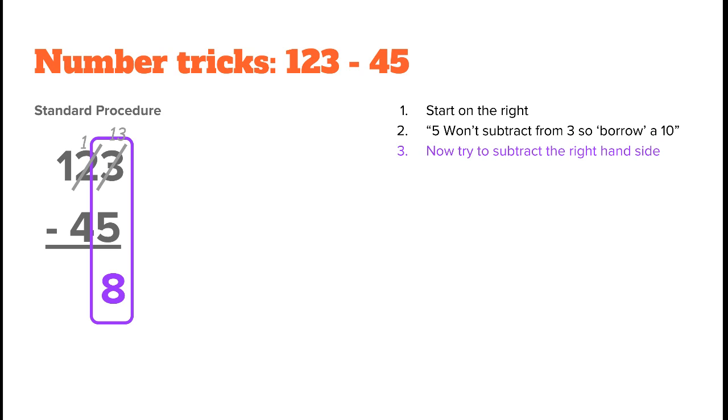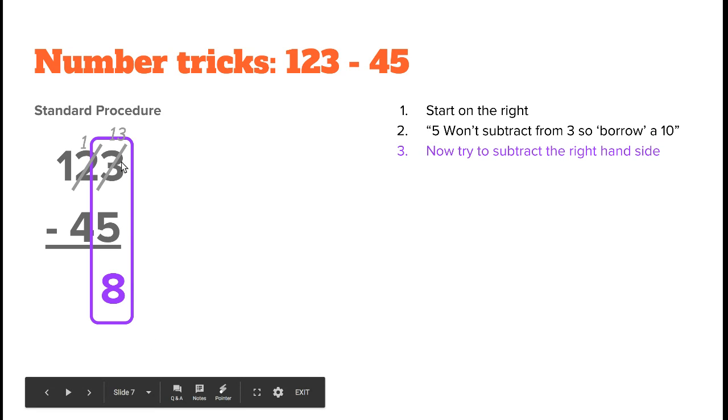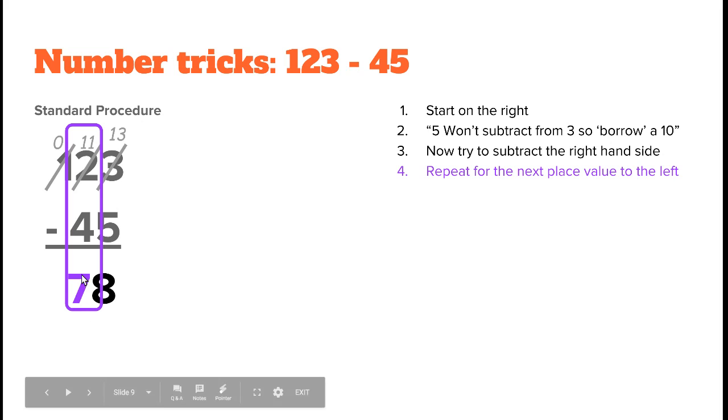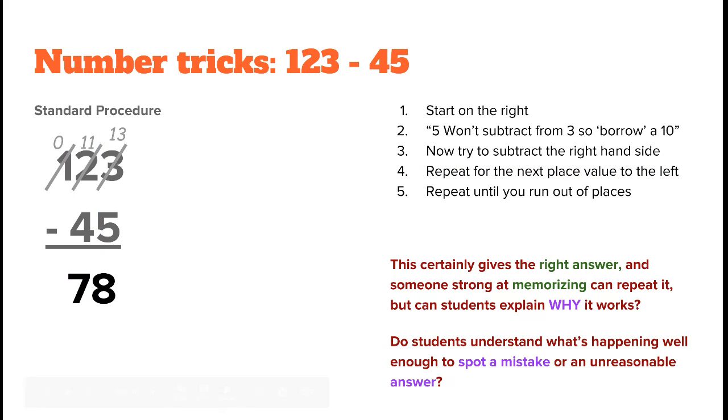Now I'm going to subtract the digits on the right-hand side. So 5 from 13 is 8. So far, so good. I'm going to repeat for the next place value. So I'm going to borrow from the 1, leaving 0. The 1 becomes a 10 here, so the 1 becomes 11. 4 minus 11 is 7. And I just repeat that process over and over again until I've got all of my digits run through.